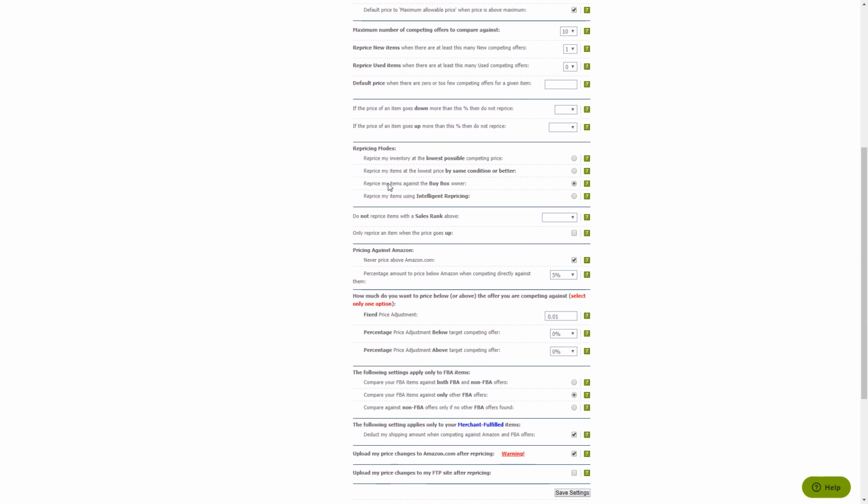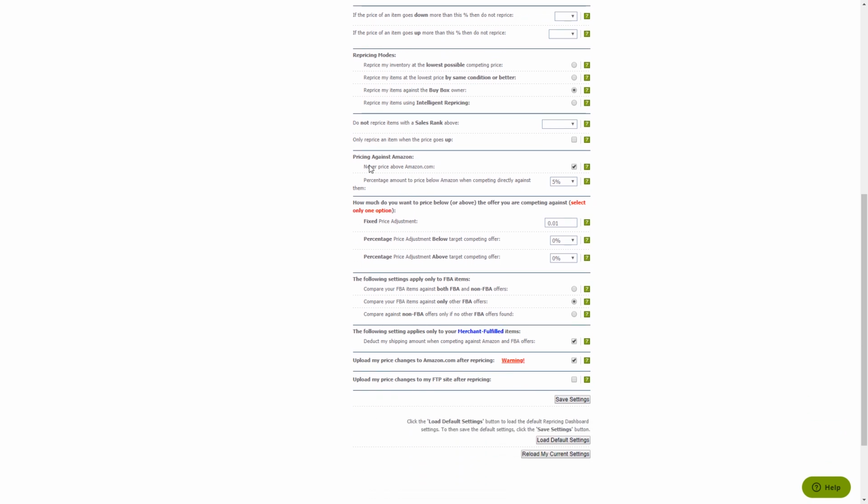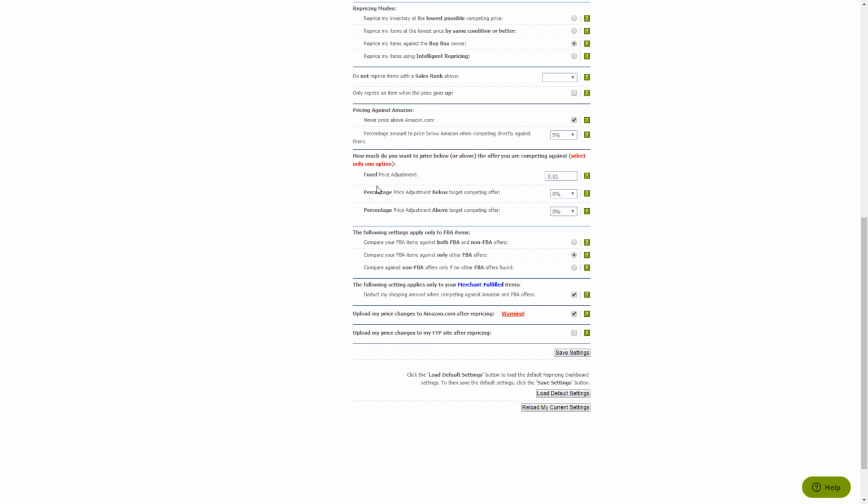And then you're going to reprice against the buy box owner. Check. Reprice against Amazon, I put 5% or lower than 5%. And this one, the fixed price adjustment, 1 penny, which would undercut by 1 penny. A lot of the times I leave it at 0, especially when book season comes up and stuff like that. I put it at 0 so that I'm not in a pricing war.